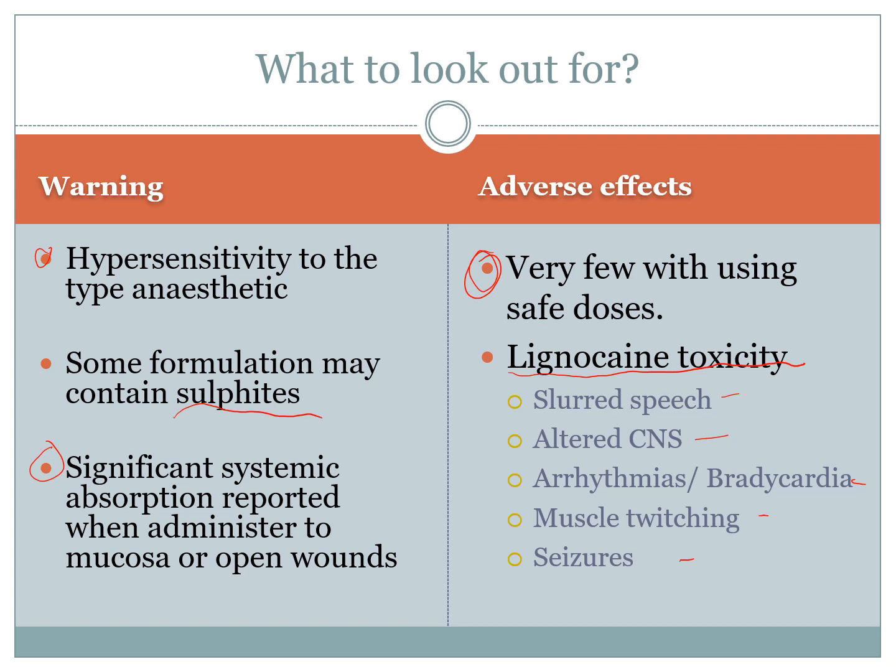The early signs of lignocaine toxicity can be slurred speech and an altered central nervous system response. You can get arrhythmias and bradycardia. You'll see muscle twitching that can progress into seizures. Okay, so they're your big lignocaine toxicity signs to look out for. We'll have a look at a few other adverse effects with the different types of medications that we give when we look at the dose.